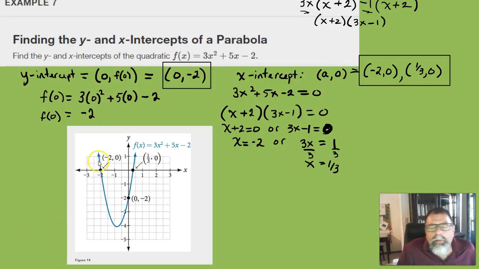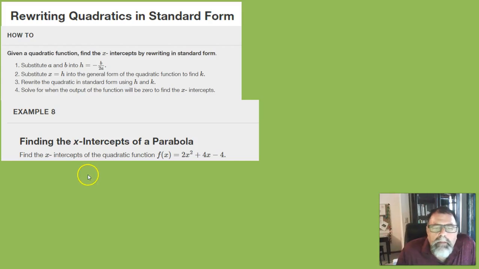Okay, here's the graph. So you can go to Desmos and graph it and verify that those are your x and y intercepts. The book gives a picture of the graph. And you can see negative 2, 0, 1/3, 0. Those are the x-intercepts like we found. And the y-intercept is 0, negative 2. Okay, let's look at another example.